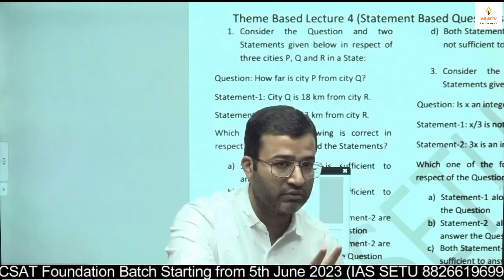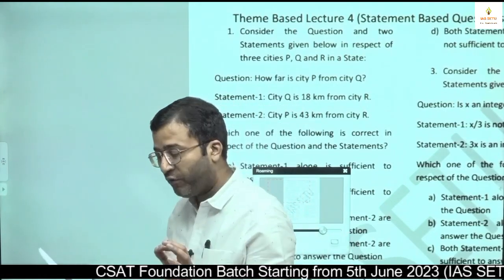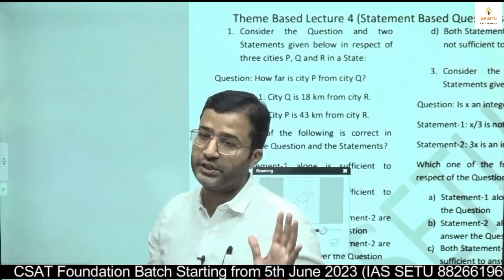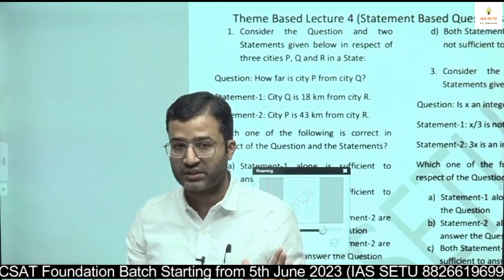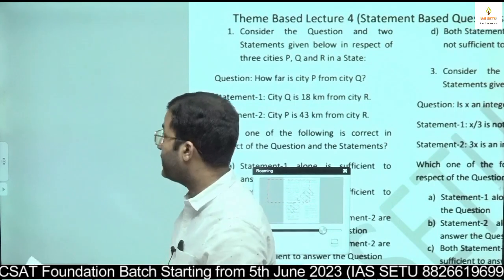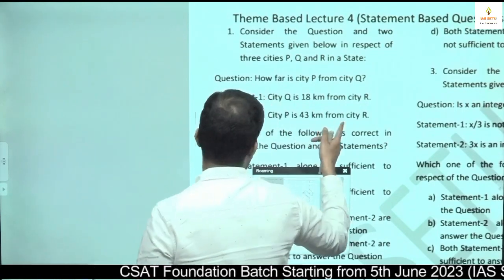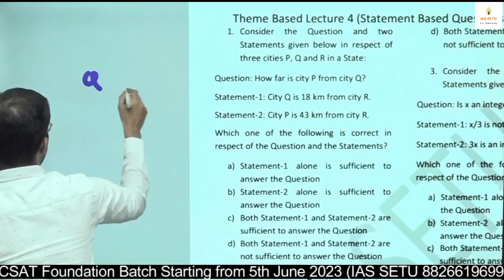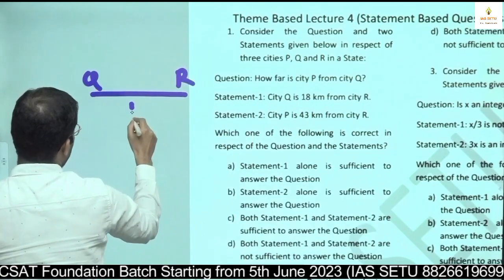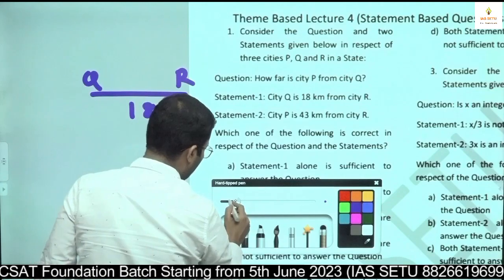Look at question number 1 carefully. How far is city P from city Q? The question is asking what is the distance between city P and city Q. How far? Statement 1 alone says Q and R are 18 kilometers away. This is Q, this is R. There is a distance of 18 kilometers.